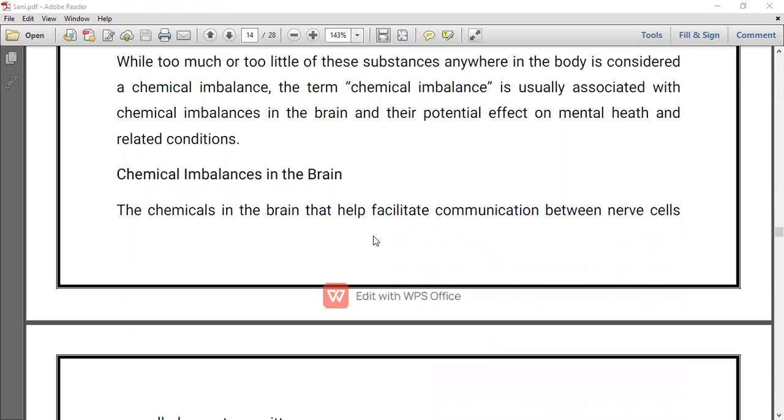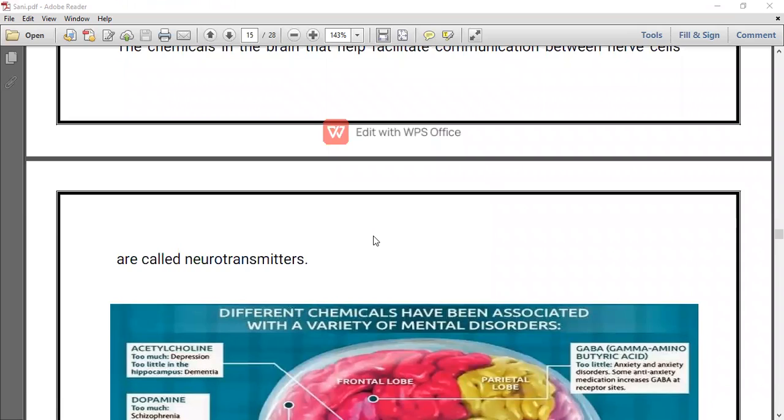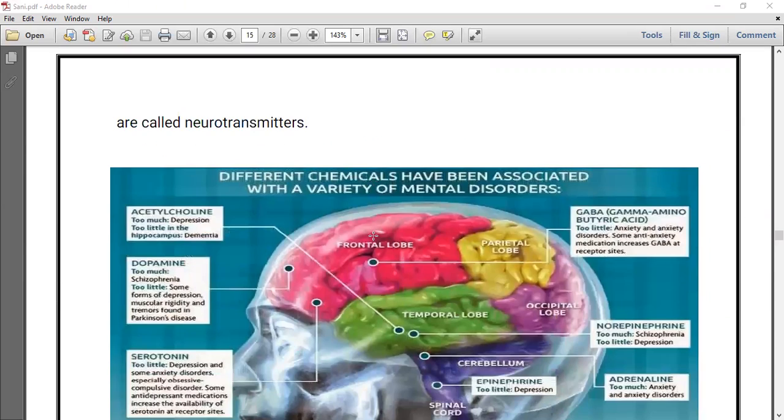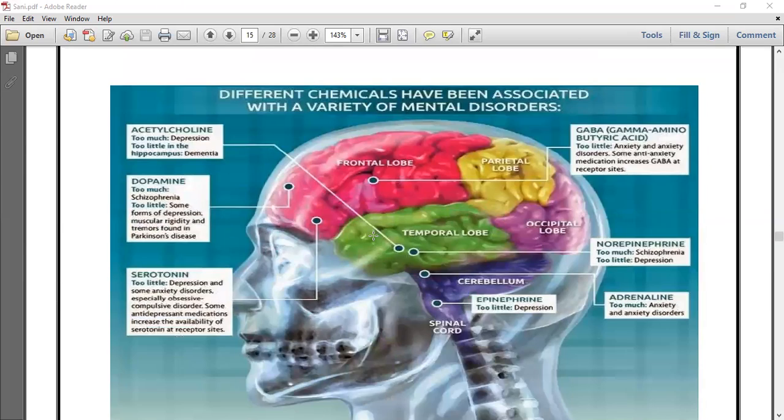Chemical imbalance in the brain involves the chemicals that help facilitate communication between nerve cells, called neurotransmitters. When the chemical transfers from one body part to another, this phenomenon is called neurotransmission. And when these messages transfer through cells, the chemicals are called neurotransmitters. These are the different chemical imbalances or mental disorders which affect our brain, how they affect our brain, and what their causes are.